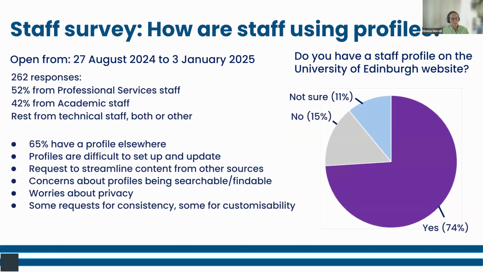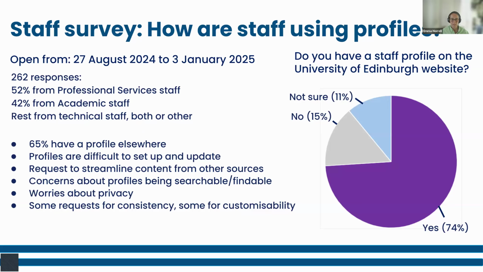So the data from the site analysis only told us some of the story about what was problematic. So we had some assumptions, but we needed to really hear from staff before we could validate those. And so our starting point for this was running a survey that we sent out to all staff. And this contained very few questions, really. It asked staff, did they have a profile? And did they have a profile elsewhere? And we asked them, did they want to tell us anything else about their use of profiles? So we had a free text box open to comments.